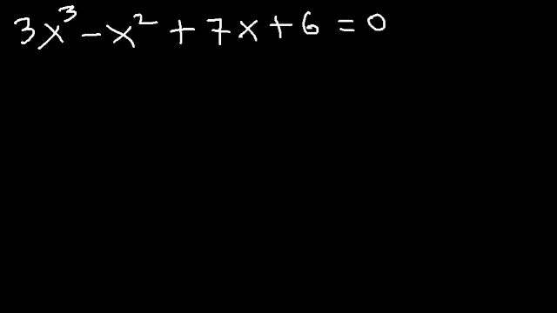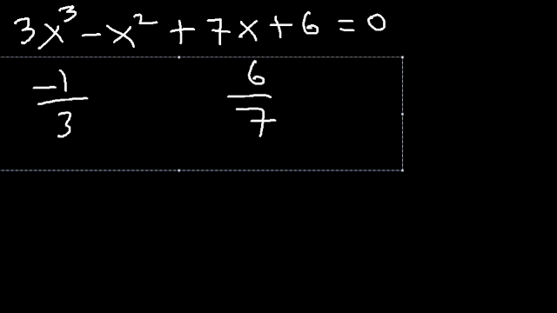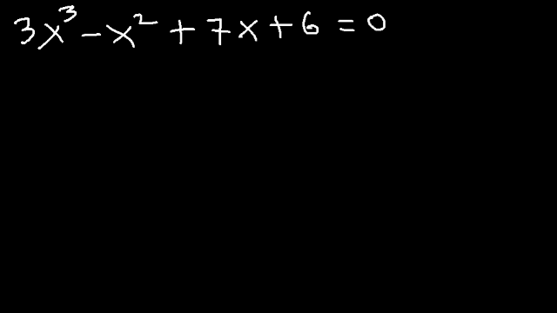Now, can we factor by grouping? Negative 1 divided by 3 is not the same as 6 divided by 7. So the first two terms and the last two terms do not have the same ratio. So we cannot factor by grouping. So we have to use synthetic division.